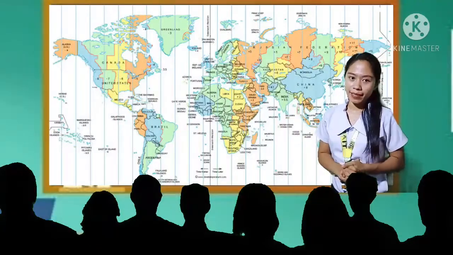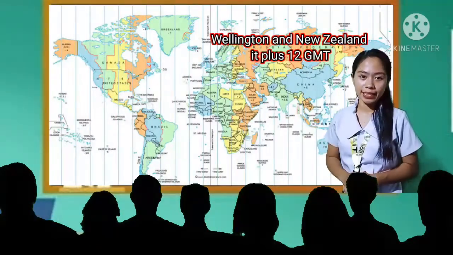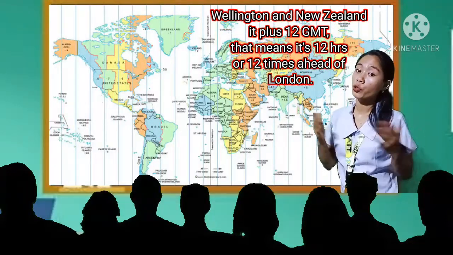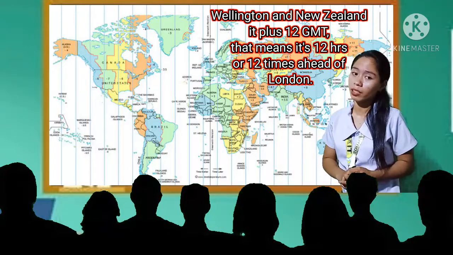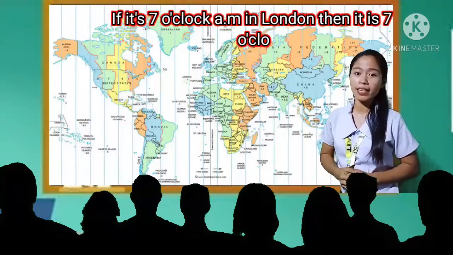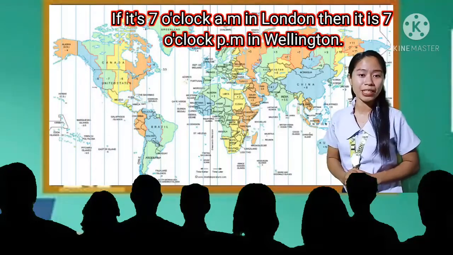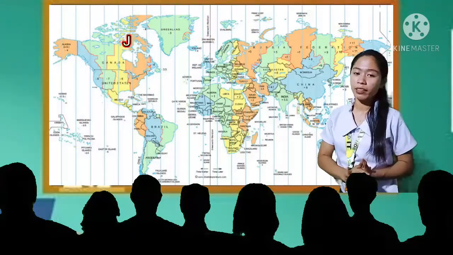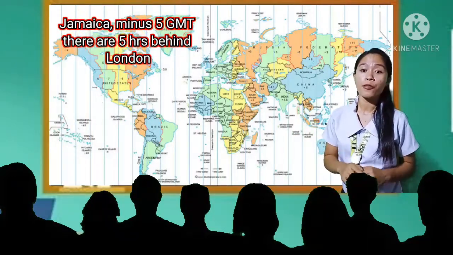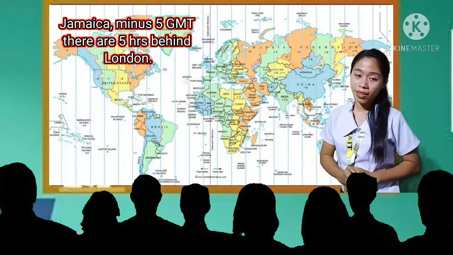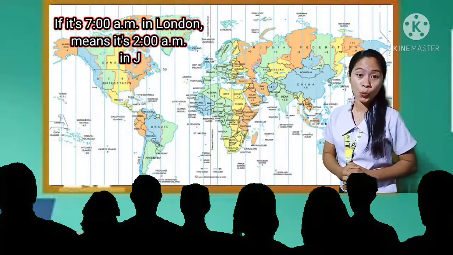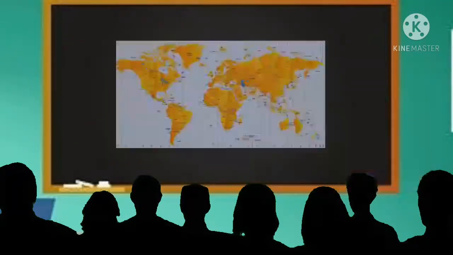Another example, class. Wellington, in New Zealand, is plus 12 GMT. That means it is 12 time zones ahead of London. So if it is 7 o'clock in the morning in London, that means it's 7 o'clock at night in Wellington. Let's look at a country like Jamaica. They are minus 5 GMT. That means they are 5 hours behind London. So if it's 7 in the morning in London, it means it's 2 in the morning in Jamaica.